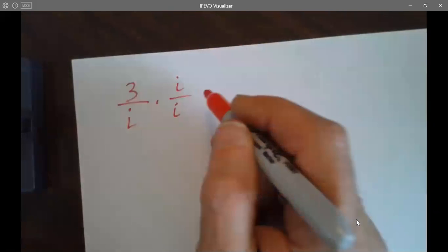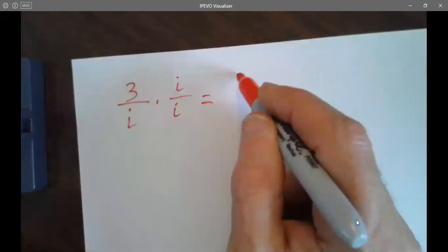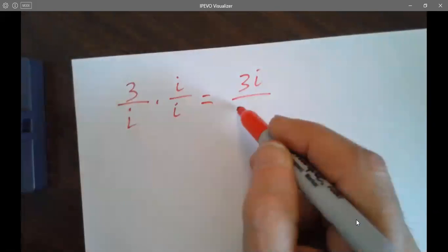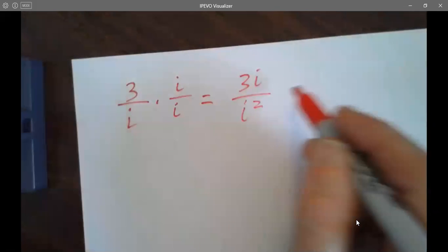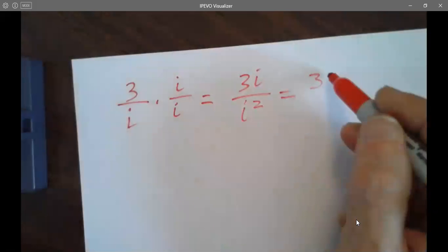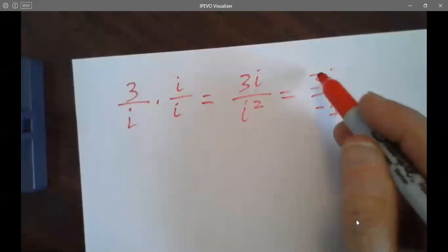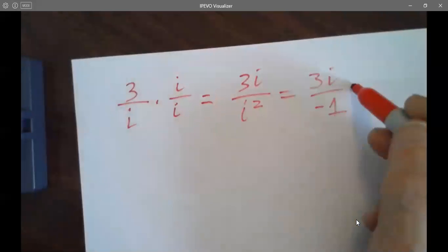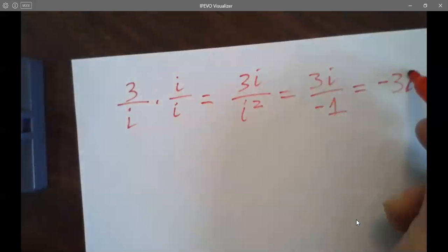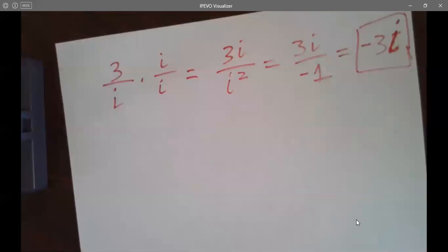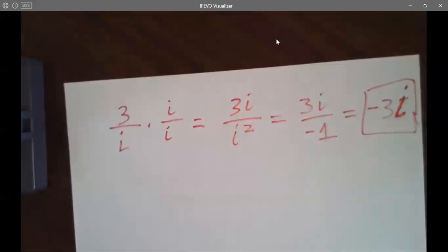So now we can say 3 times i is 3i. i times i is i squared. And again, i squared is what? -1, right? So positive divided by negative is a negative 3i. Negative 3i, and that's our answer. Negative 3i is our answer. Okay? Questions there. Negative 3i is the answer.